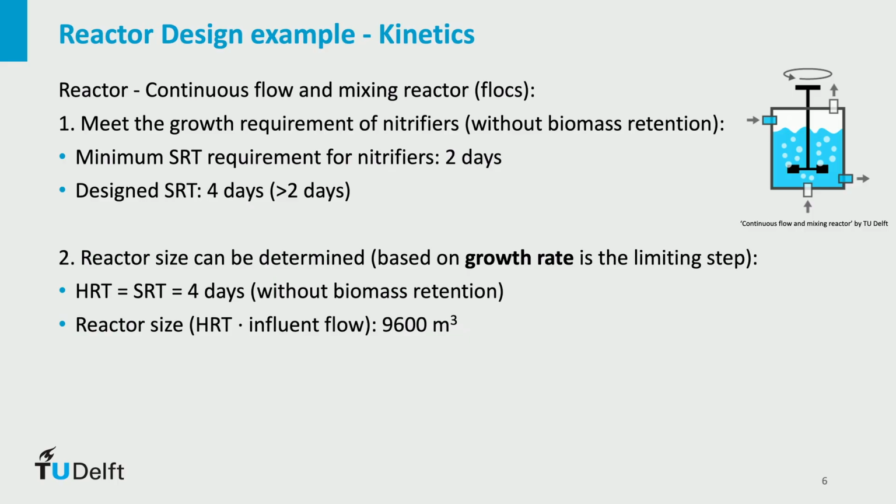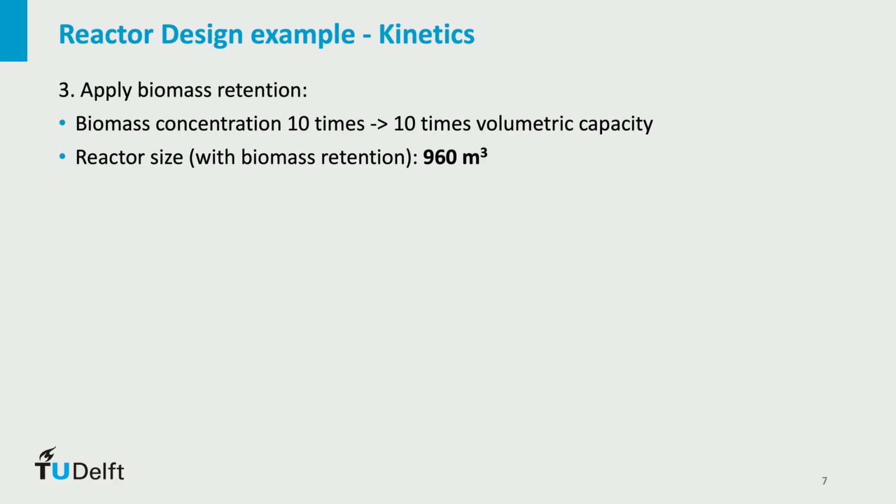influent flow rate. However, this design leads to a very large reactor, so we will apply biomass retention to reduce the required volume. As we have learned, biomass retention is a powerful way to increase biomass concentration and therefore volumetric capacity. This increase isn't unlimited. In this example, a 10-fold increase in biomass concentration is feasible, giving a 10-fold increase in volumetric capacity. As a result, the reactor volume can be reduced to 1/10 of the original size.